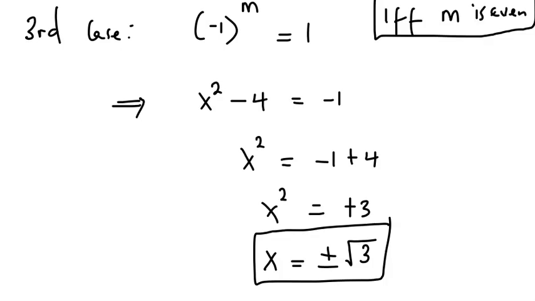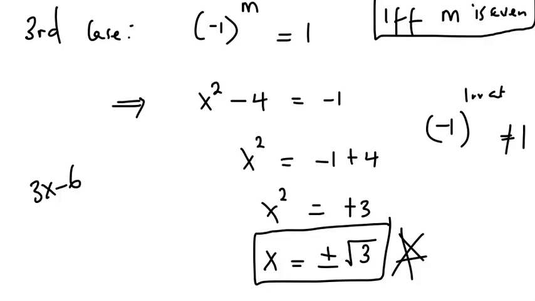Does this satisfy our equation? This will only make the base negative 1. What about the exponent? The exponent is 3x minus 6. Oh, the exponent will be irrational. Negative 1 to the power of an irrational number is not equal to 1, but complex, I think so, right? Therefore, this is not a solution as well.